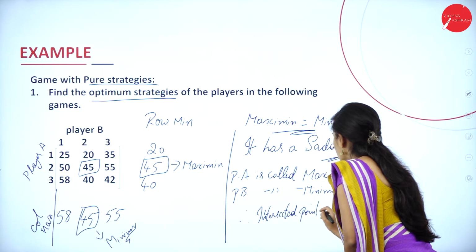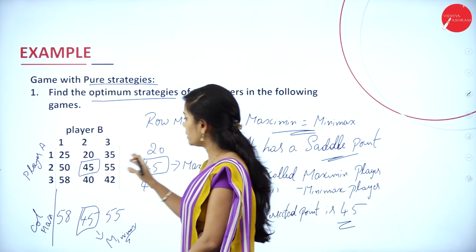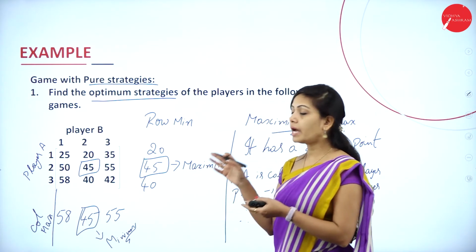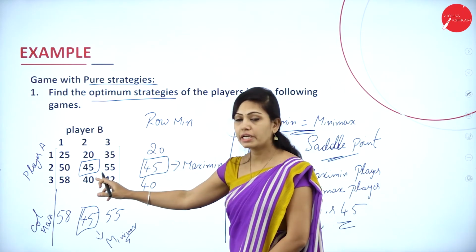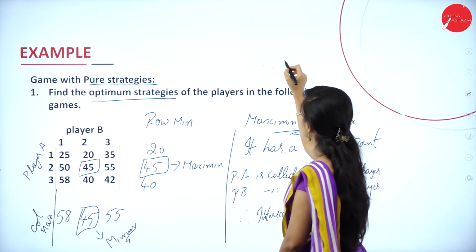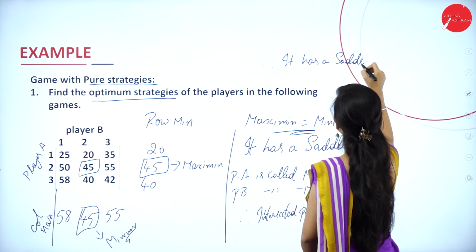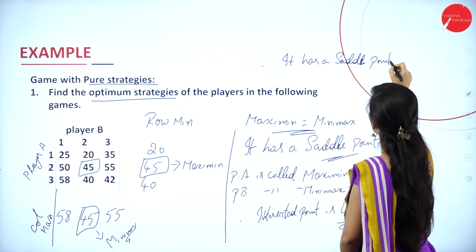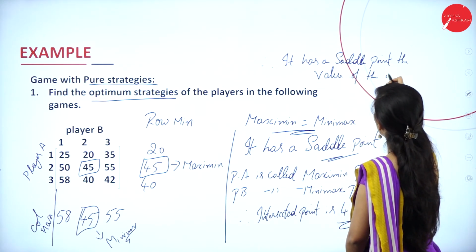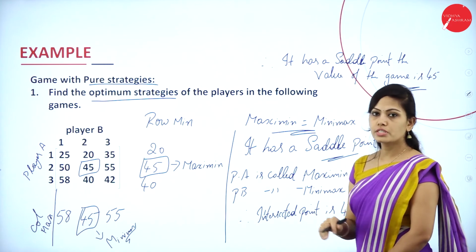The intersected point is 45 because it is common for both maximin and minimax. So this game has a saddle point, therefore the value of the game is 45. It is a very simple concept. The value of the game is 45 since it has a saddle point. So this is the solution.